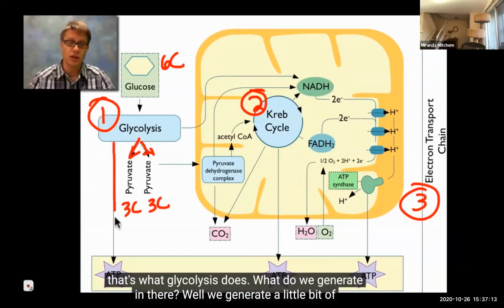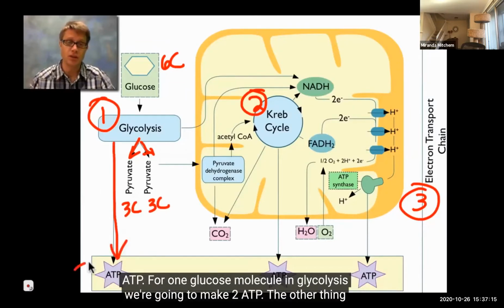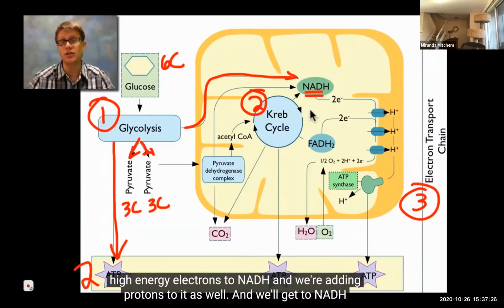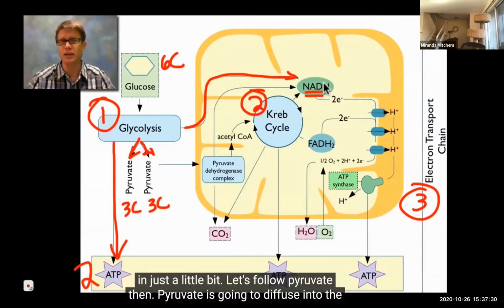What do we generate in there? Well, we generate a little bit of ATP. For 1 glucose molecule in glycolysis, we're going to make 2 ATP. The other thing that we make is a chemical called NAD. What we're basically doing is we're transferring high energy electrons to NAD, and we're adding protons to it as well. And we'll get to NAD in just a little bit.